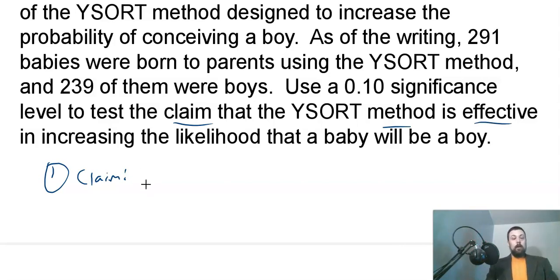And so the claim here is that the proportion of boys should be more than 50% if this method is actually effective, right? And so that would be the claim. But again, it doesn't spell it out for you, right?